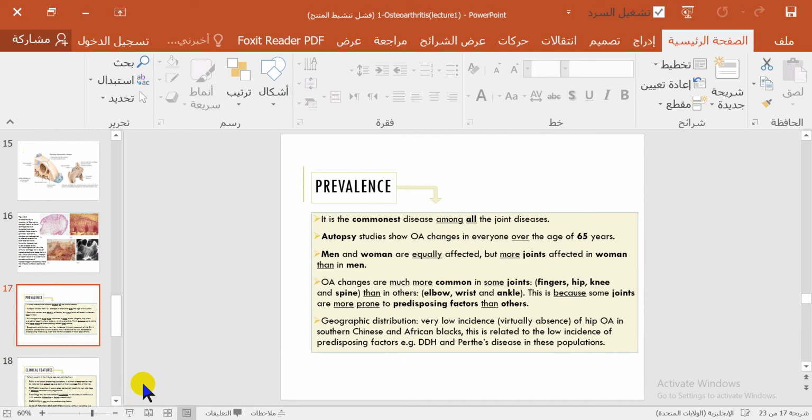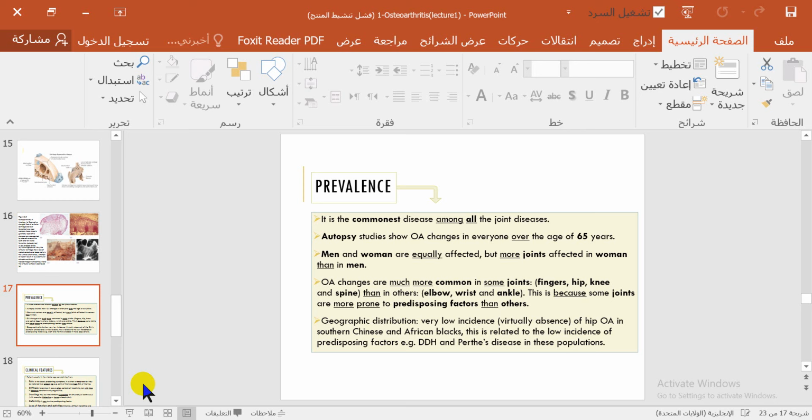Prevalence. It is the commonest disease among all the joint diseases. The autopsy studies show OA changes in everyone over the age of 65 years. And men and women are equally affected, but more joints are affected in women than in men. But usually they are affected equally. In women, it is the number of joints in the same patient that is greater, not the percentage.